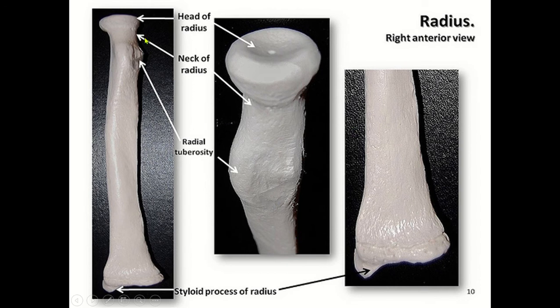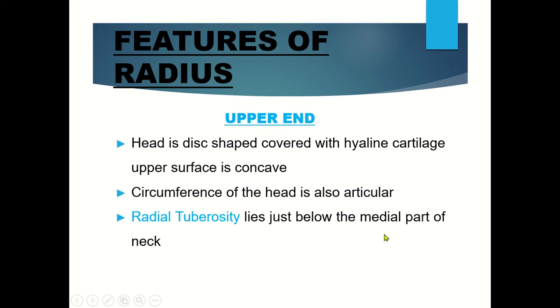In this diagram we can see this is head of radius, neck of radius, radial tuberosity and styloid process of radius. Now we go through the features of radius. Head is disc shaped and it is covered with hyaline cartilage. The upper surface of head is concave. The circumference of head is also articular and radial tuberosity lies just below the medial part of neck.